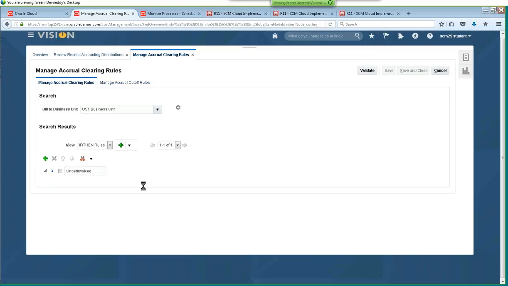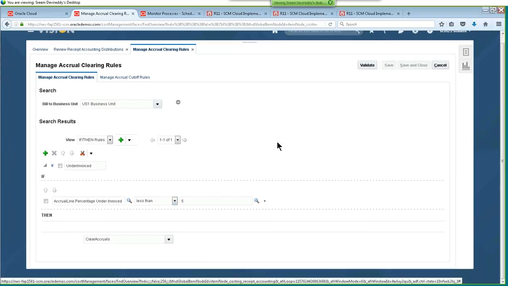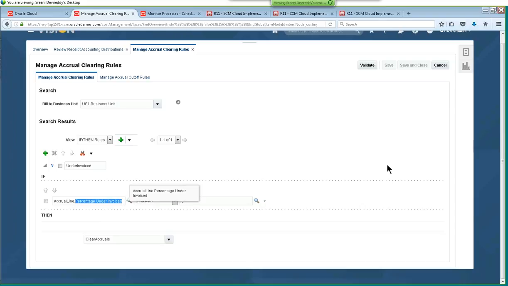So that's the rule I have written for this BU. And this is again written in OBR, Oracle Business Rules Framework. I said if the percentage under invoiced, so in my case, I'm under invoiced, and the percentage under invoiced is less than 5, then go ahead and clear it off.